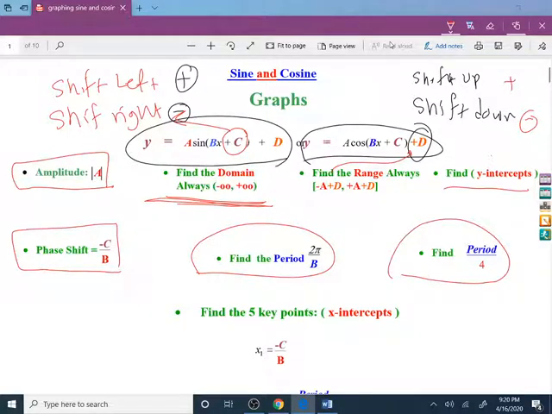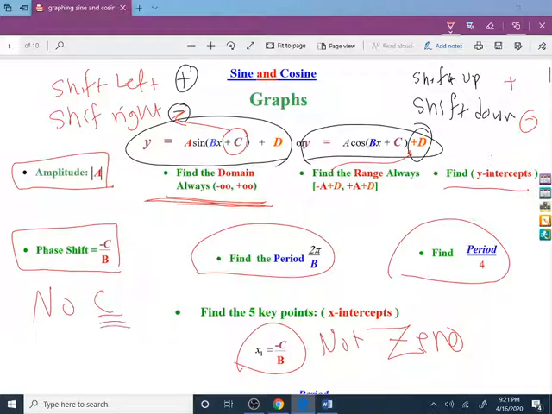As we did, we're going to start from the first point, which is now not 0. Remember, 0 if there is no C only. If C is not here, that means we start from 0. When you have C, you have to start from negative C over B.